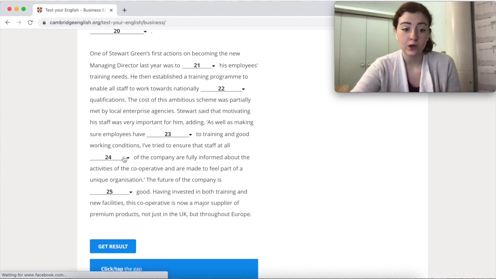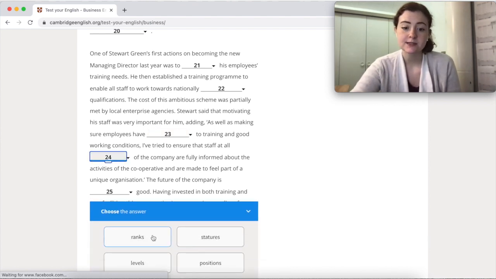Number 24: ranks, statures, levels, positions. I have tried to ensure that staff at all ranks of the company, at all statures of the company, at all levels of the company, at all positions of the company.